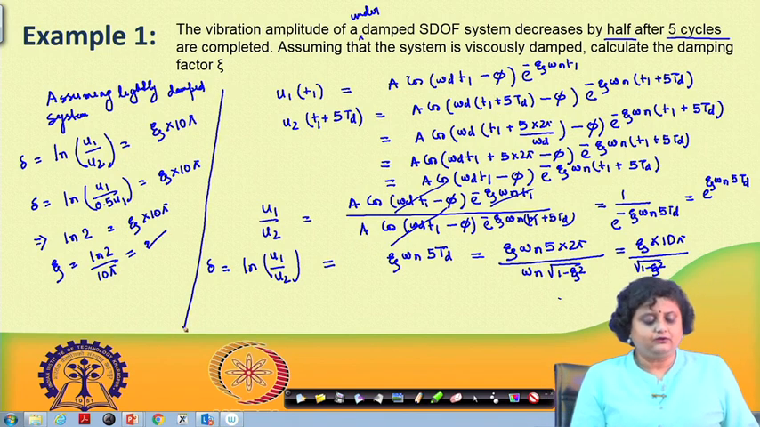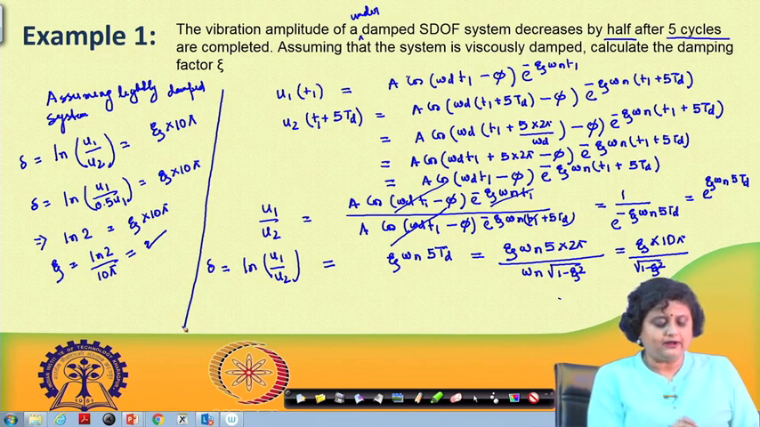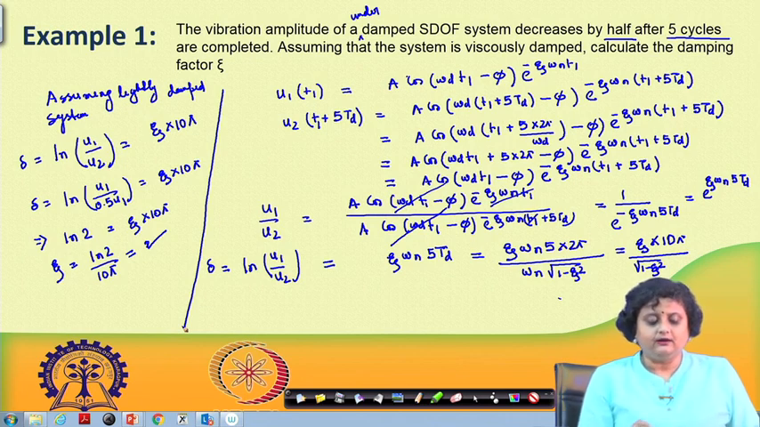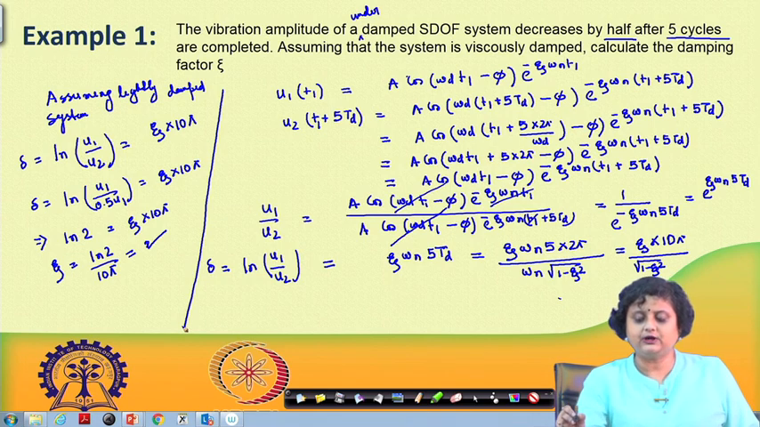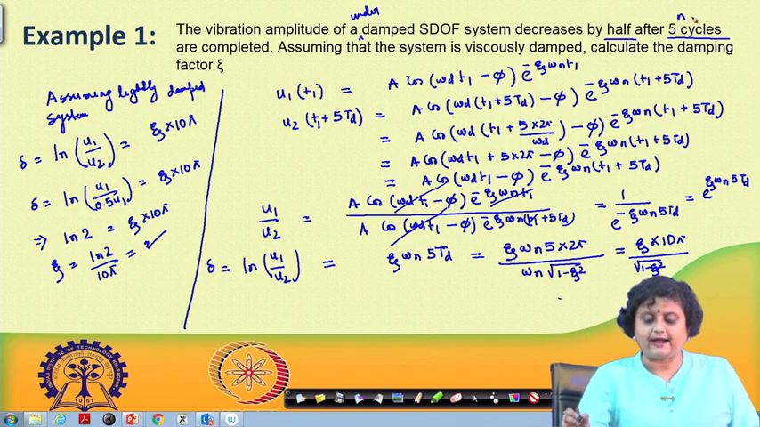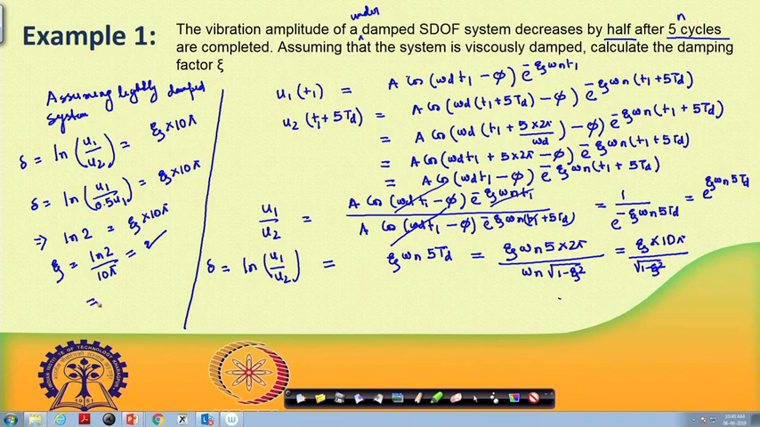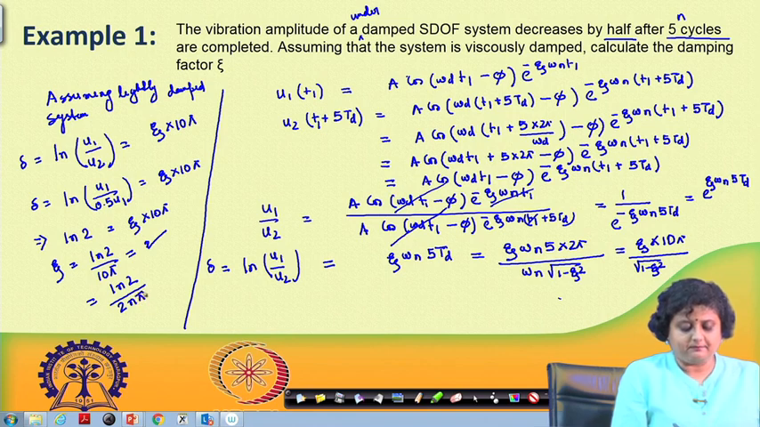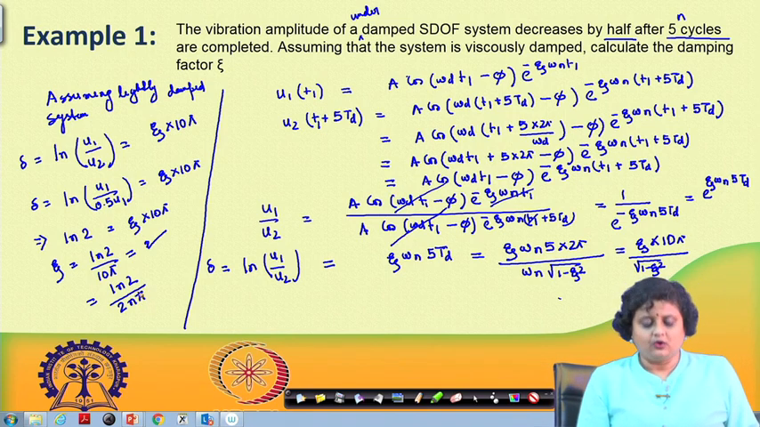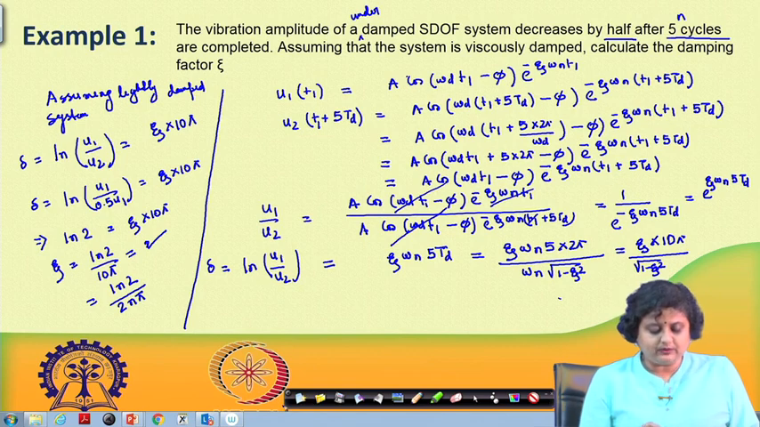Right. So, this is how we can find out the damping factor even when the amplitudes are not measured just after one cycle, but measured after a certain n number of cycles, where n is equal to 5 in this particular case. So, had this been n number of cycles, this would become ln by 2 into 2 n pi. Okay. So, we are done with this example.